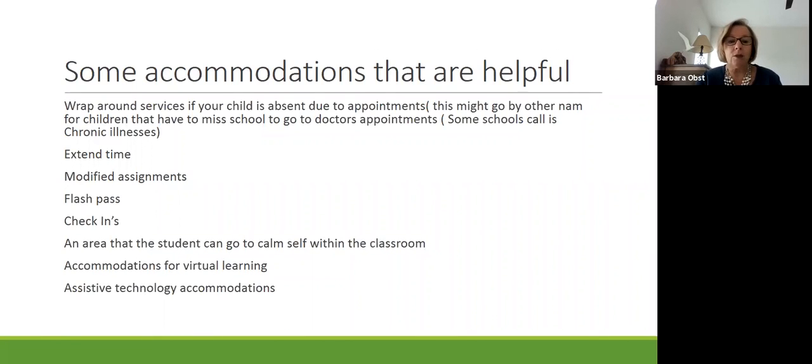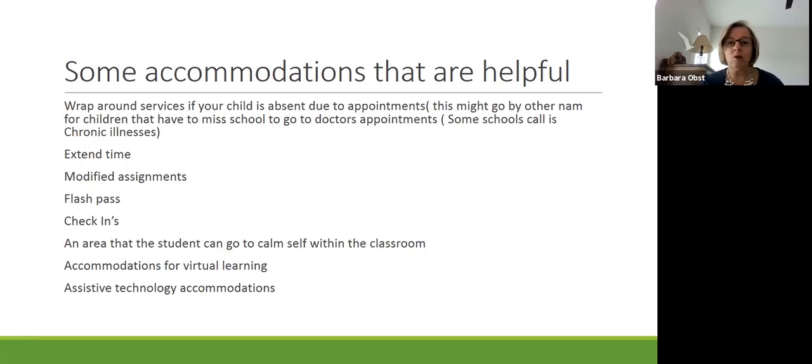A lot of times, some students might need an area to go and calm themselves. And so it can be within a classroom or it could be outside of a classroom. And again, I said accommodations for virtual learning. Again, that is really, really important. Everyone has gotten a Chromebook, and at least in this state, they are giving out Chromebooks for virtual learning. But you have to make sure that screen, which is sometimes a very small screen, works for your child.